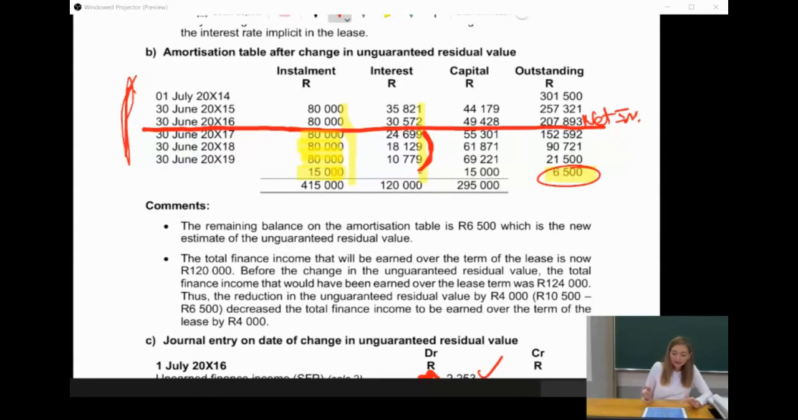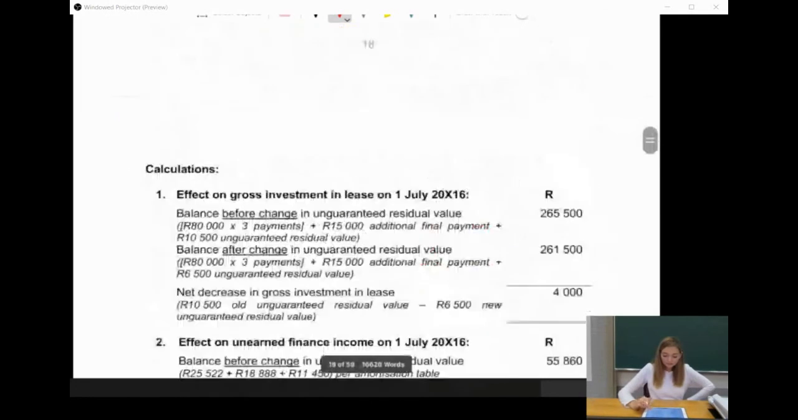And now, continuing the year, we'll just use our new amortization, or the new numbers that we have in our financial calculators based on this amortization table. So when we receive the next lease payment, this is going to be the unearned finance income that I can release, so it can go into profit or loss, and we just continue the normal way.